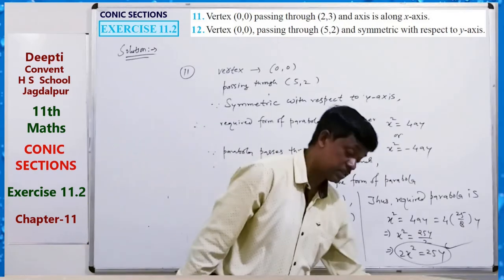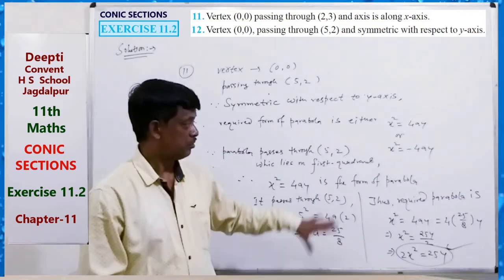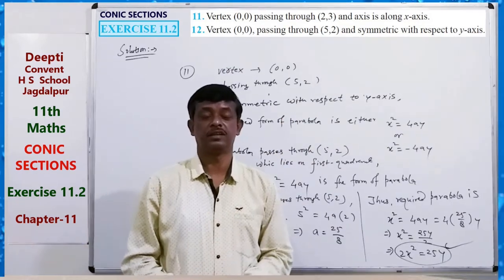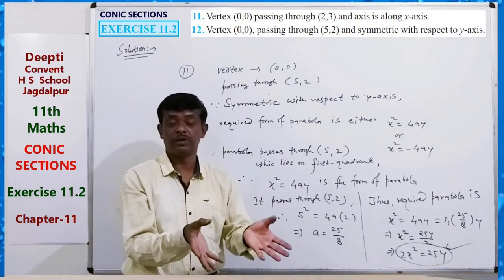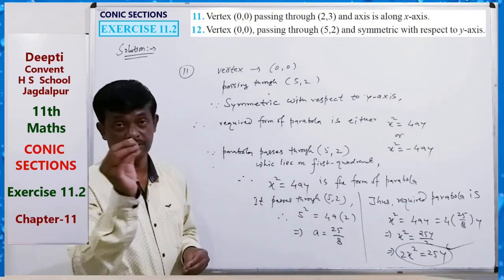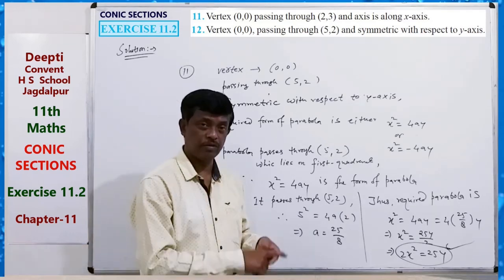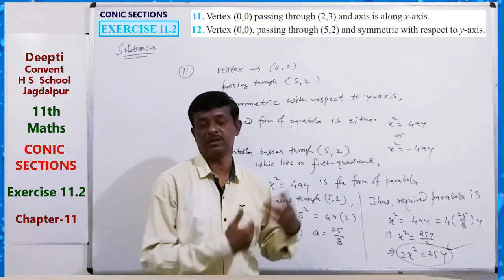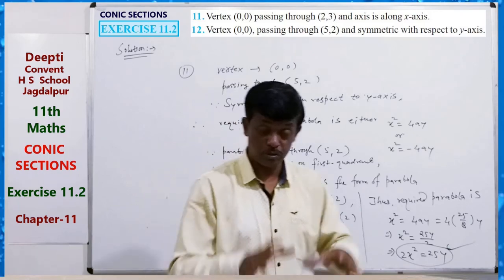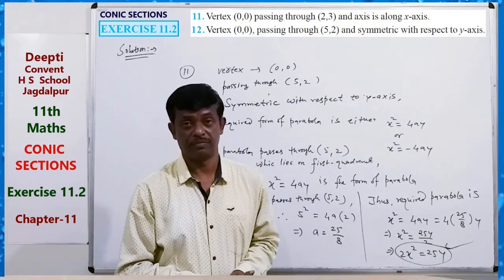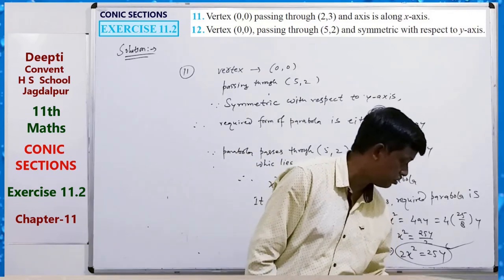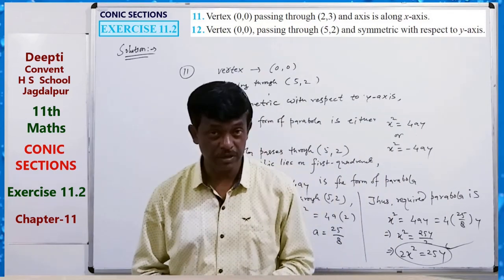So from the given conditions in the questions, you have to decide and give the logic for what the format of the parabola will be, find the value of a, and then put the value of a in the required format. That will be the equation of the parabola. Okay, so do all these questions of exercise 11.2 in your copy and send me some questions for your attendance as a PDF file. Okay.